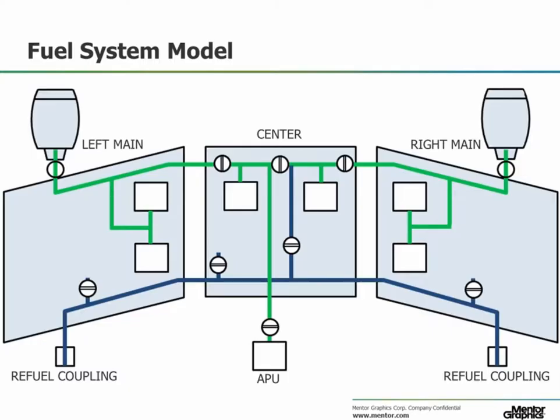Here is the schematic representation of the simplified passenger aircraft fuel system that we are going to build. The three large blue sections represent the wing and the center fuel tanks. The white boxes represent pumps, and the fuel feed and transfer plumbing is represented in green. Refueling lines are represented in dark blue, and shutoff valves are depicted throughout the model as the circular symbols indicating normally open or normally closed.